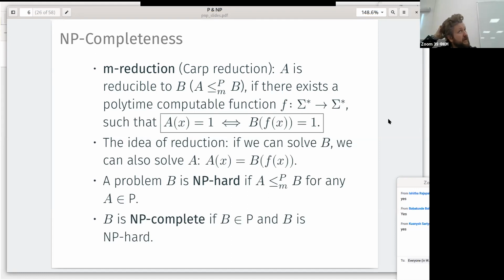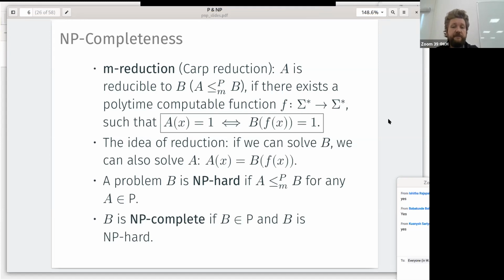There is a more elaborate notion of Turing reduction, or multi-reduction, where you use B as an oracle, so you can start B any polynomial number of times. This is a more general version of reduction, but for NP-completeness, they have chosen this Karp version. So it's a restricted one.